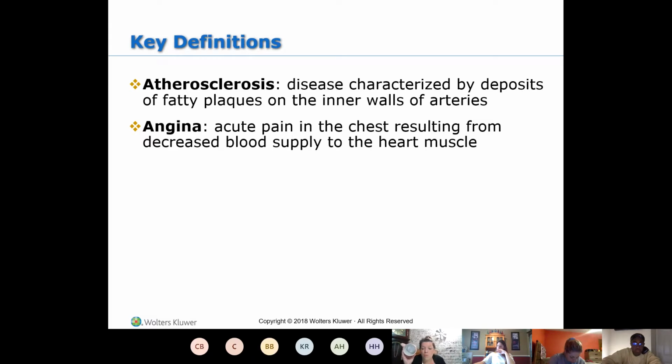Based on what you know, if this vessel narrows, what is happening to our blood pressure? It's going up because that lumen is smaller. Yes? Everybody understands that? Okay, so these drugs are going to be given a lot for patients with atherosclerosis and angina.